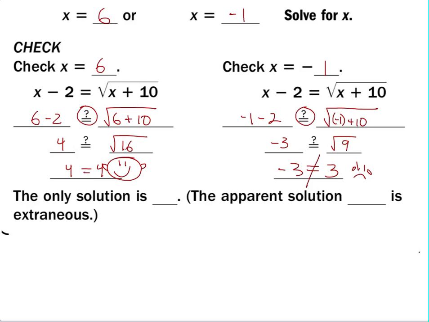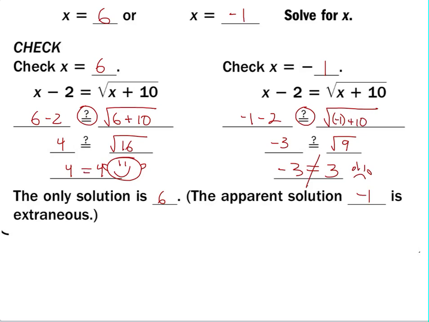So the book makes it seem in these notes all nice and clear, like, oh, this one will work, and check it anyway. And you're like, why? It worked. And then, oh, this one may not work. Let's actually show checking. But you've got to hold up. You actually have to check them all now. Anything with a radical in, you've got to check. So the only actual solution is 6, there we go. And the apparent solution of negative 1 is extraneous.